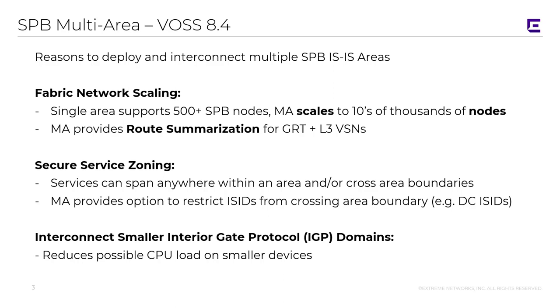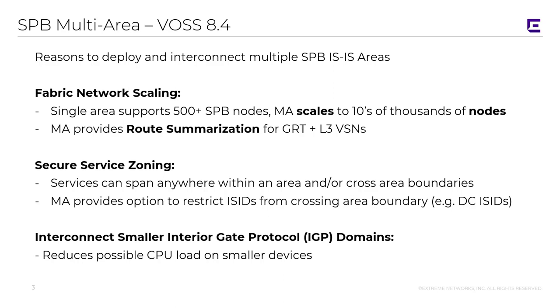Now, in addition to the route summarization and the interconnection of the smaller IGP domains, we also have this feature in the middle called secure service zoning. As I said earlier, this is probably one of the major benefits of SPB multi-area in my mind as a security person, because services can span anywhere within an area and or across boundaries. So you can have an ISID go anywhere within the network if you wish. However, it also provides the ability and option to restrict ISIDs from crossing the area boundary. A great example is a data center where you're saying, hey, I don't want any of my ISIDs to leave my data center. Anything that happens, I want to happen through the security demarcations.